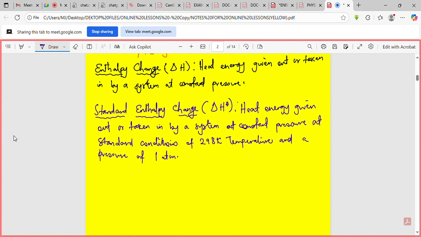So here you see that the word standard has come. So in redox reactions, we have electrode potential. Then we have standard electrode potential. So once the standard comes, then in your definition, we must see the standard conditions.